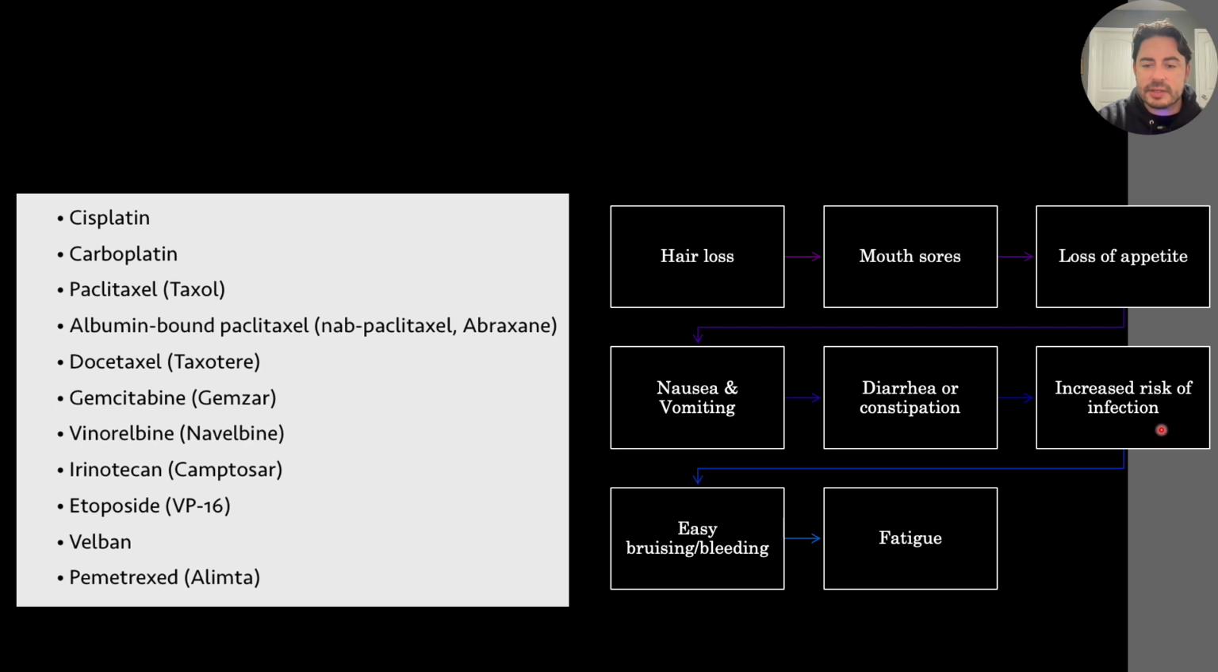You've got an increased risk of infection because our white blood cells are decreased. These patients are going to be easily bruised or easily bleeding because it will impact their platelets and their clotting factors. And then they're going to end up with fatigue because the red blood cells are impacted as well. So some of these we may be familiar with: the hair loss, loss of appetite, and nausea and vomiting. I think these three are pretty common and well-known side effects of chemotherapy, but we need to be well abreast of all of the different side effects of chemo.